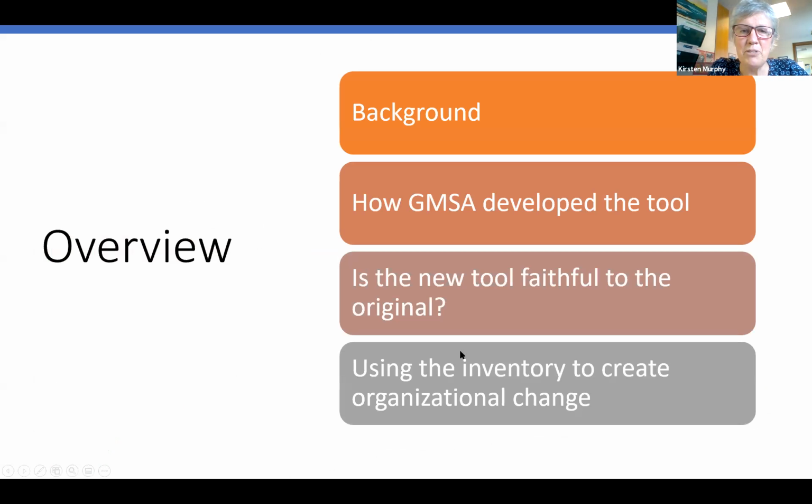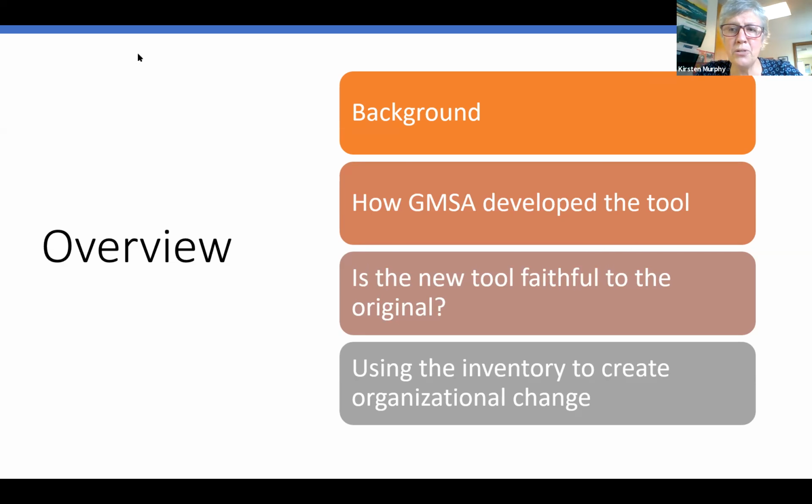Quick overview. I'm just going to give you a little background about why we took up this particular project. Then Max is going to share some of the details of how Green Mountain Self-Advocates did some very focused work on creating a measurement device that is in plain language for us. And I'm going to talk a little bit about how we plan to use the tool going forward.